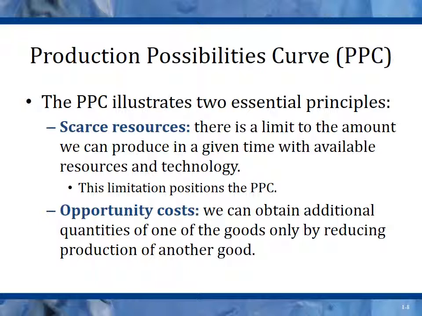The production possibilities curve illustrates 2 essential principles. We have scarce resources. There's a limit to the amount we can produce in a given time with available resources and technology. There's that word again, scarcity. So that's a big part of this, because without scarcity, we could do whatever we want, whenever we want. Opportunity cost is the other principle. We have to give something up. Every time we make a decision, we give up something else we could be doing with that money.